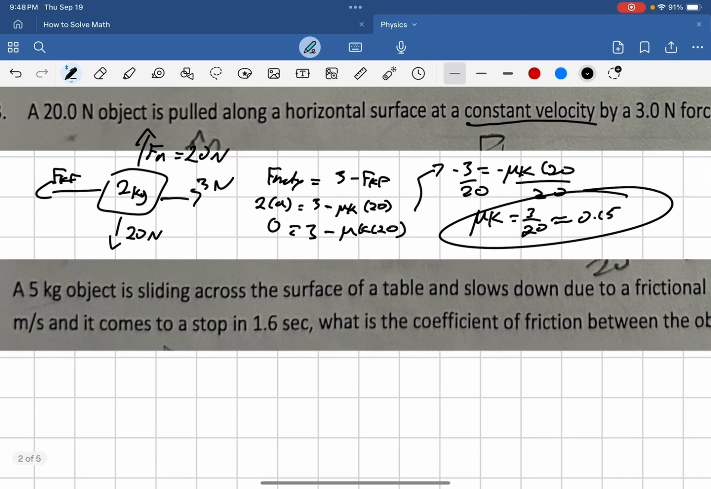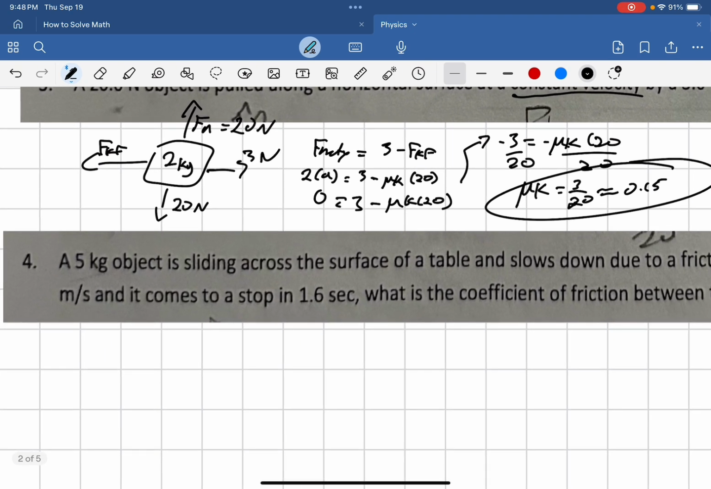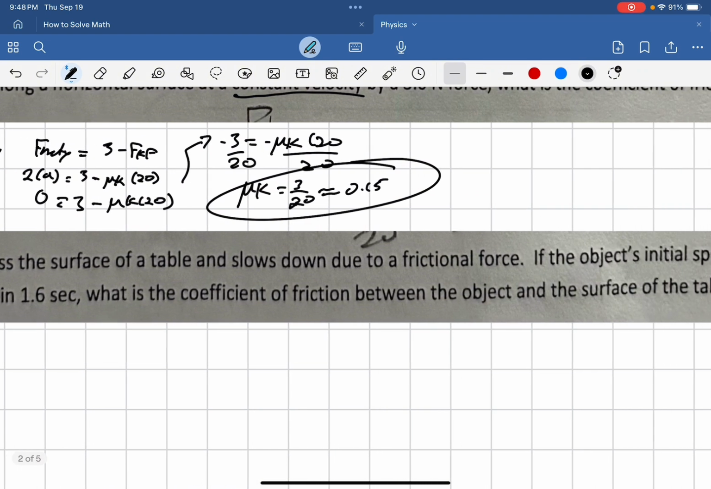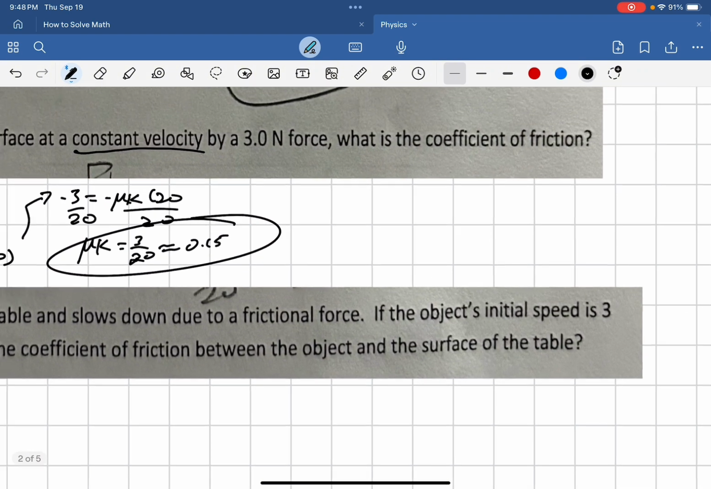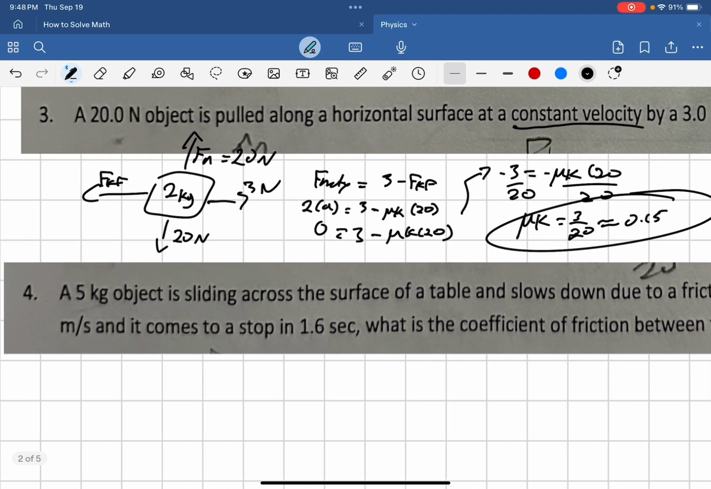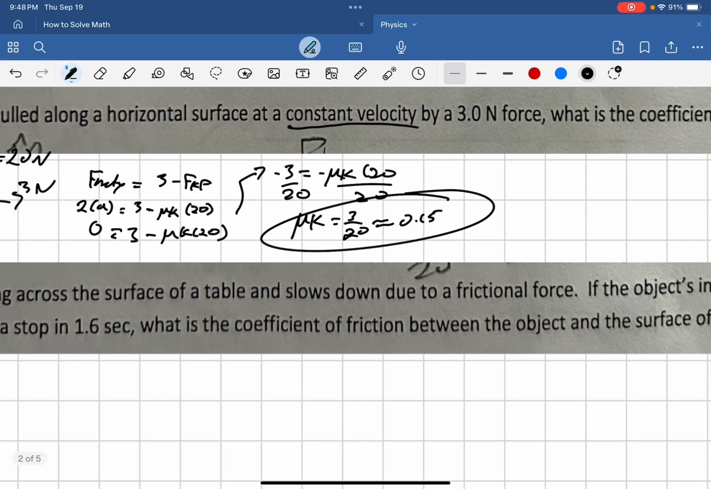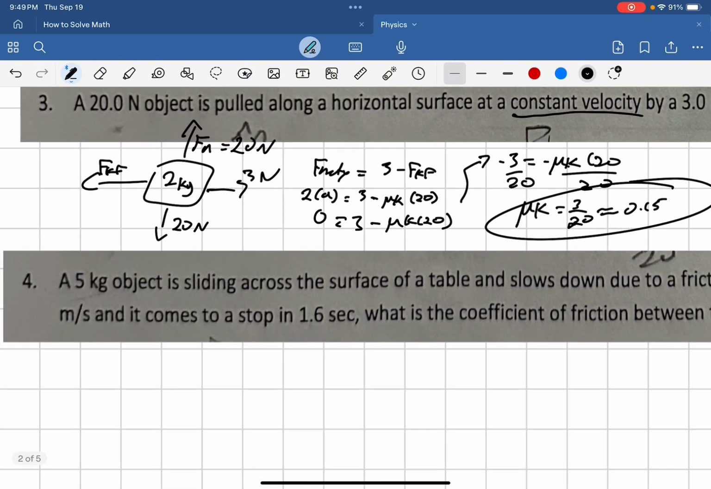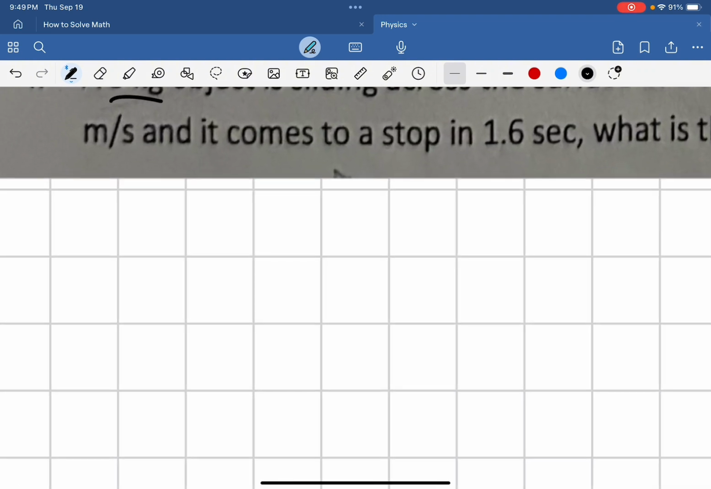Let's go to the next one. We have question 4. A 5 kilogram object is sliding across the surface of a table and slows down due to frictional force. If the object's initial speed is 3 and it comes to a stop in 1.6 seconds, what is the coefficient of friction between the object and the surface of the table? Okay, let's draw our free body diagram first.